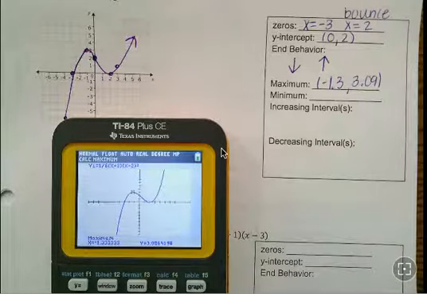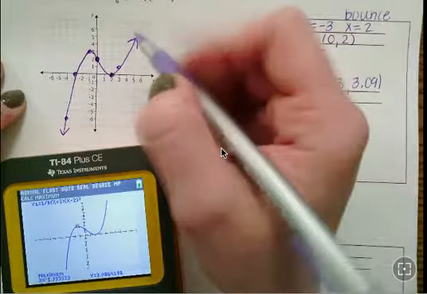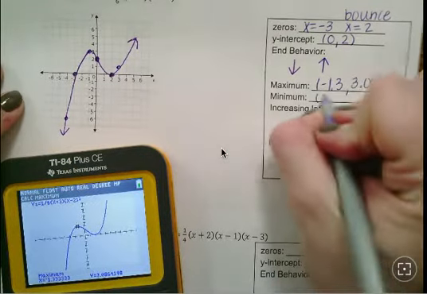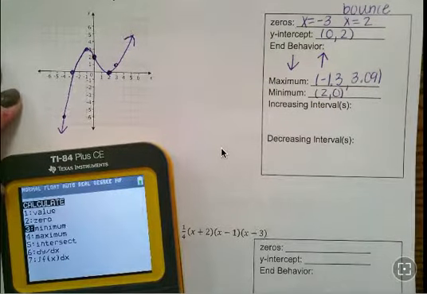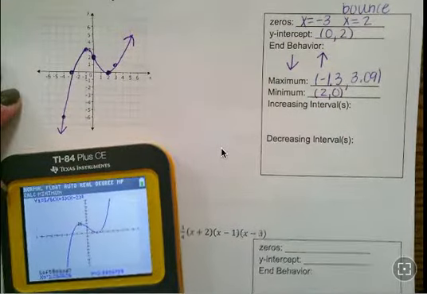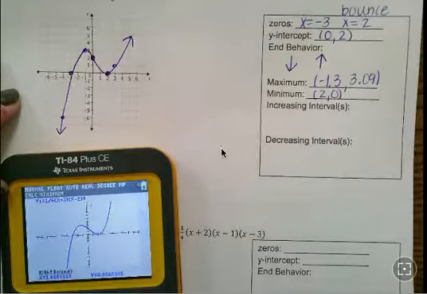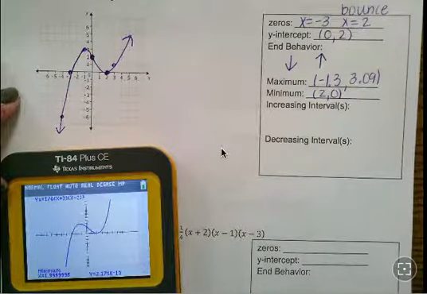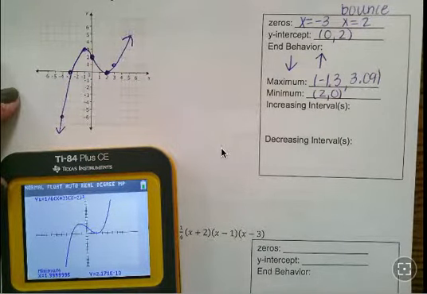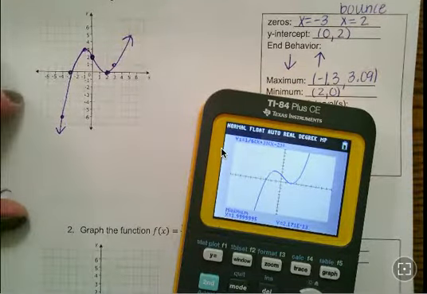Alrighty? And then you do the same thing for the minimum, except you don't really have to because you can already tell on this graph that the minimum there is going to be 2, 0. If you wanted to do the minimum, you could. You could do second, trace. You could go down to minimum, and do left bound, right bound, enter, enter, enter. And you get the minimum of 2, 0. Okay, that's fine.